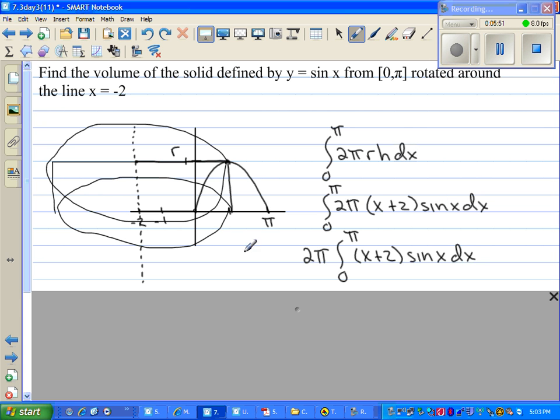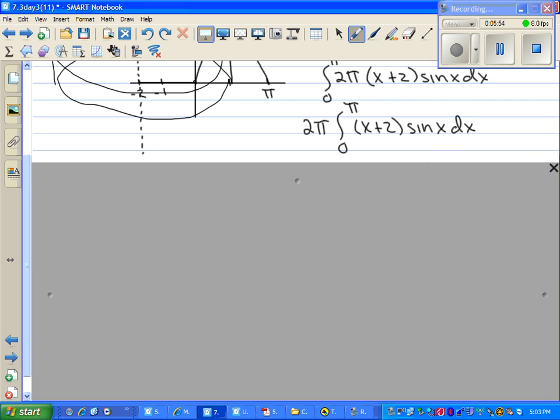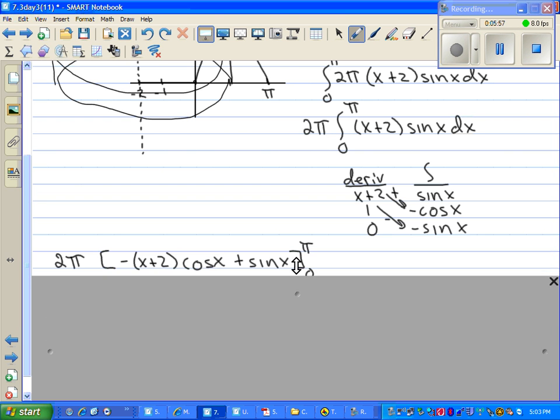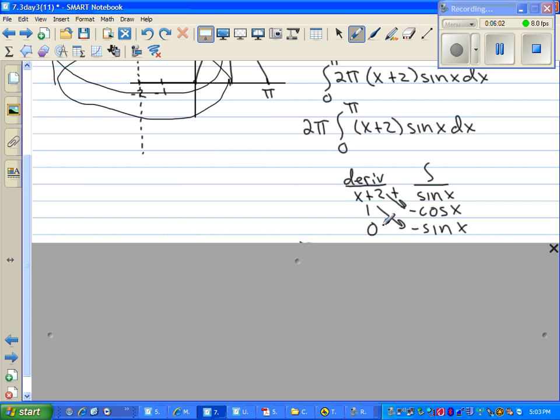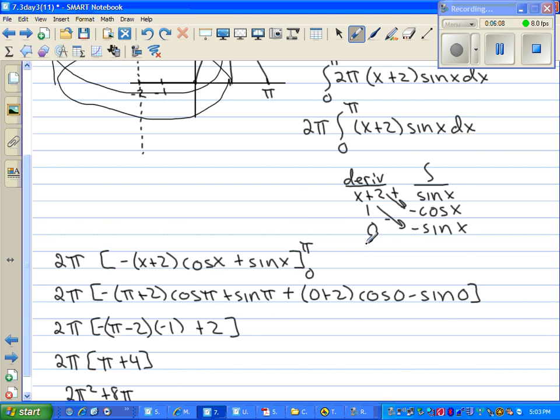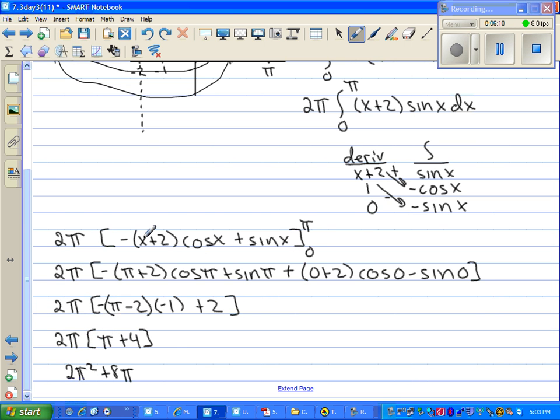So now we integrate. I've pulled the 2 pi out. We're integrating from 0 to pi. I used the tabular method because the x plus 2 would eventually go to 0. Remember, we take the derivative of this function, we take the antiderivative of the other function, and then we do the diagonals. So it ends up being 2 pi times negative x plus 2, the negative because the antiderivative is negative cosine x, and plus sine x, because you have negative negative, that would be plus 1 times sine x. And we're evaluating that from 0 to pi. After plugging in some values and simplifying, I end up with 2 pi squared plus 8 pi.